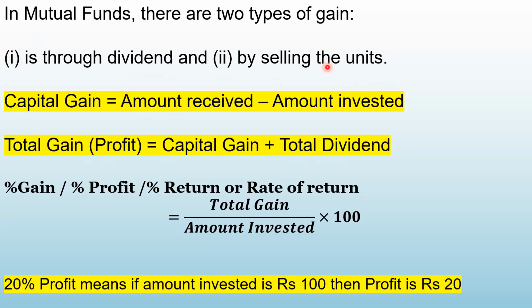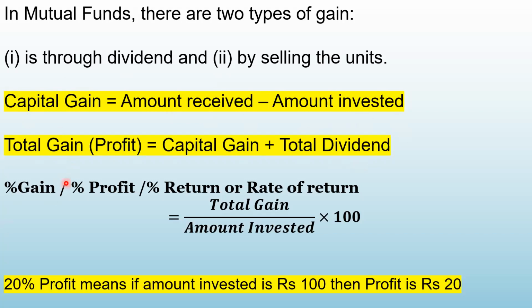When you sell the units, selling के लिए दूसरा नाम है redeeming. Then you get the amount. So amount is received. When you purchase the unit, you invest the amount. Correct? So amount received, कितना amount आपको मिला, minus आपने कितना amount invest किया, amount invested, that gives you the capital gain. Other than that, if you are also getting the dividend, then that will become your total. So total gain or profit is equal to capital gain plus total dividend. अगर dividend मिलने से पहले ही आपने redeem कर दिया, तो total dividend will be 0. So in that case, capital gain will be your total profit.